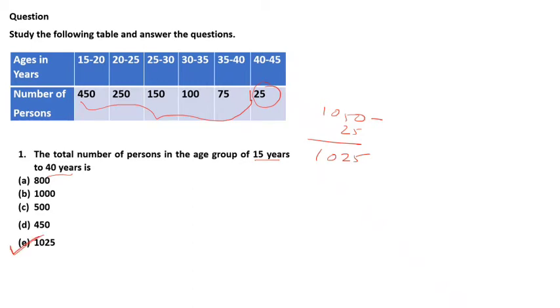Understand the question very clearly. The total number of persons in the age group 15 to 40. So here it is 15 to 20, then 20 to 25, 25 to 30, 30 to 35, 35 to 40. So 15 to 40 means all this will come. So we have all these values: 450 and 250, again 150, 100 and 75. When you add, from total 1050, you have to subtract this 25 to get 1025. So 1025 is your correct answer. Next question.